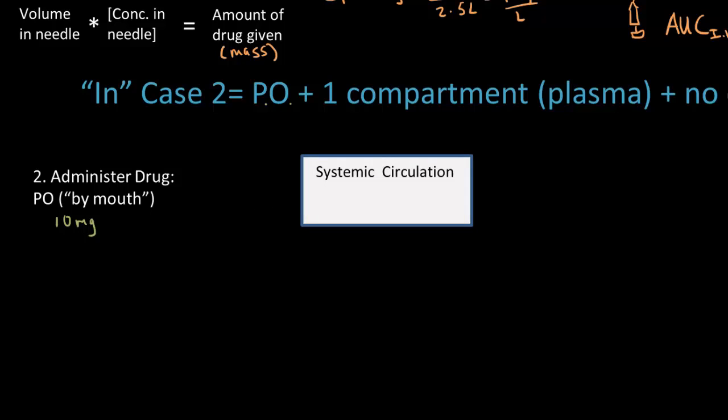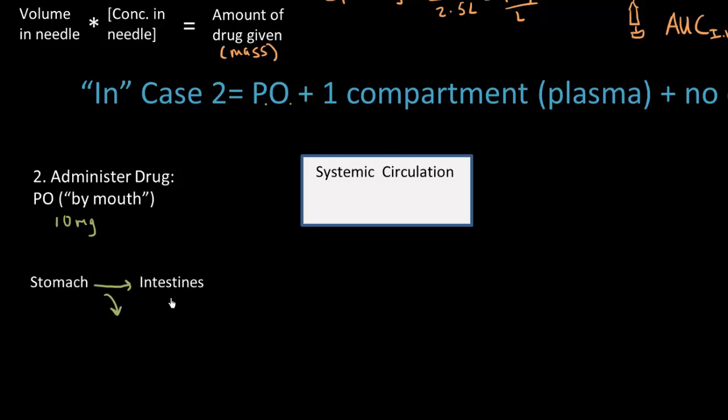But unlike before where we could inject it directly into the systemic circulation, we have to swallow the pill. So what's the process as we swallow this pill? Well, first it needs to go into our stomach, and it churns with all that stomach acid, and eventually it works its way through our duodenum into our intestines. And in this process, though, we might lose a little bit of the drug. Think we have all the stomach acid, yada yada yada.